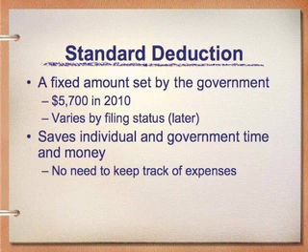Yeah. Now, standard deductions are a little bit different than itemized deductions. With itemized, you have to keep track of things, and it varies by taxpayer, but a standard deduction is a fixed amount set by the government. It varies between filing statuses, which we'll discuss later, but it's typically the same amount per filing status.